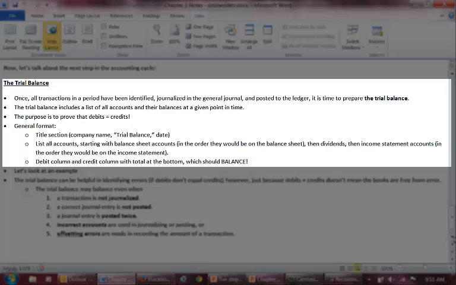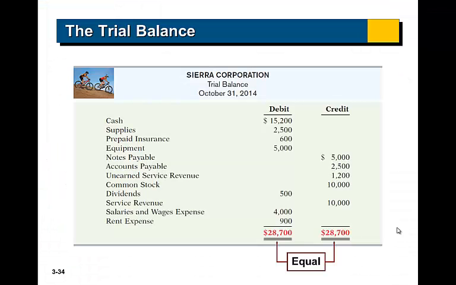The trial balance includes a listing of all accounts and their balances at a given point in time. You should always prepare the trial balance at the end of the period. The trial balance for Sierra Corporation looks like this. You always start with the title section, which includes the company name, trial balance, and the day that it is prepared for, which in this case is October 31st, 2014. The account titles are then listed. The ordering of these account titles is very important. You start with the balance sheet items as they would be listed on the balance sheet. Then you list dividends, followed by income statement items as they would be listed on the income statement.